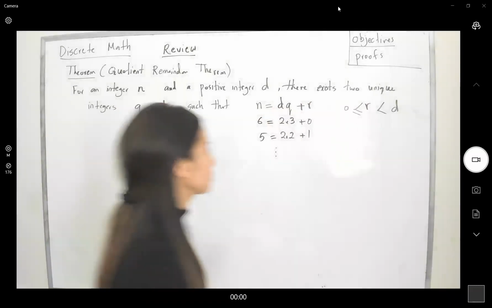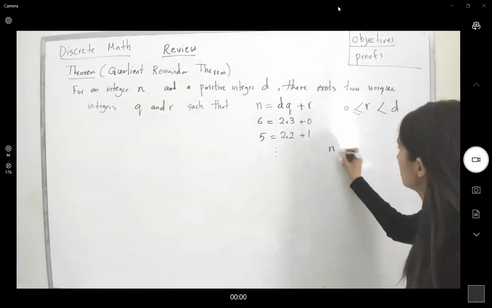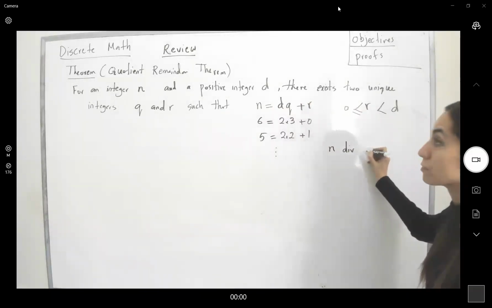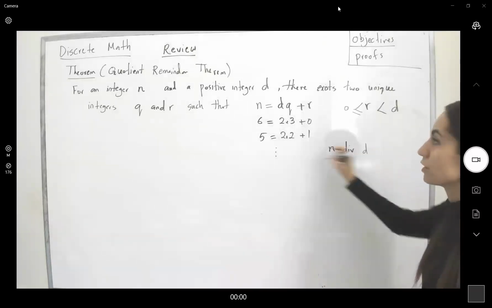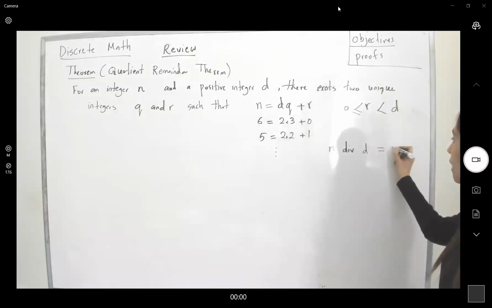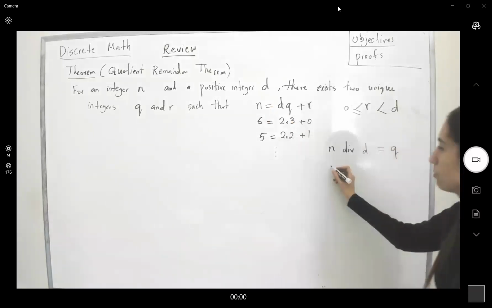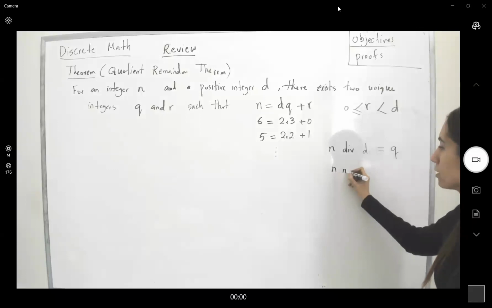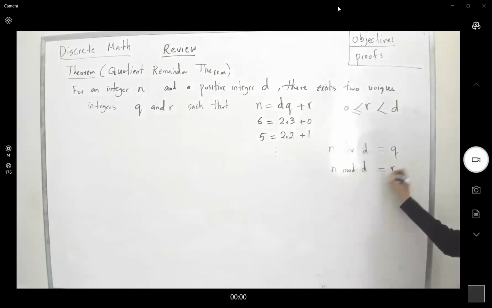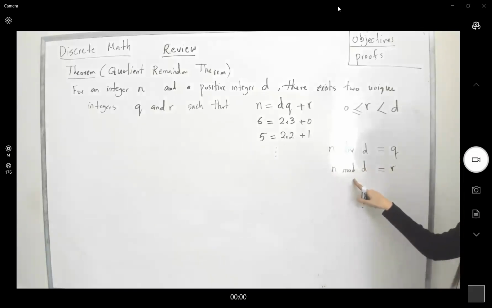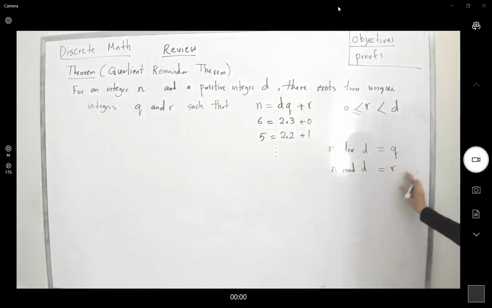So when you're referring to n div d, with d a positive integer, we are referring back to our q, but when we write n mod d, we are referring back to the remainder. Remember that in Python or in other coding languages, this is written by using the percent sign, the mod operator or percent sign.